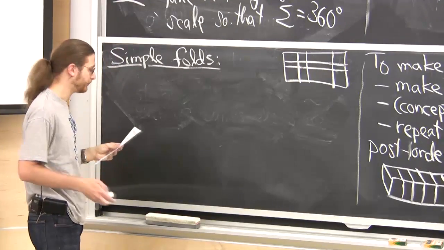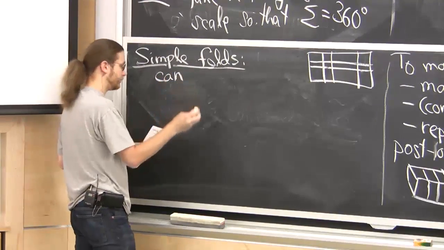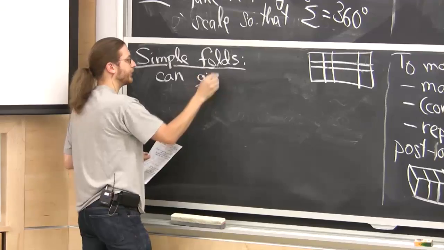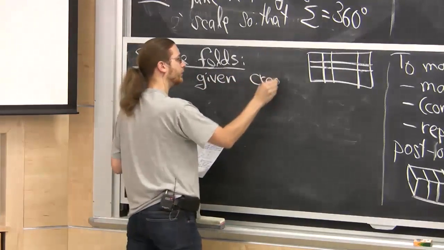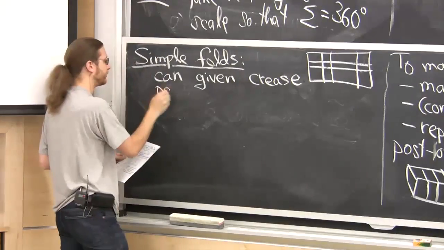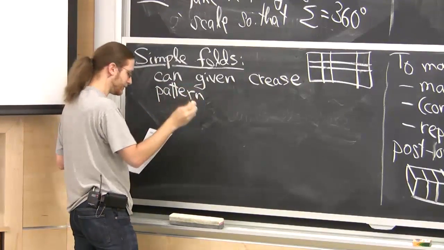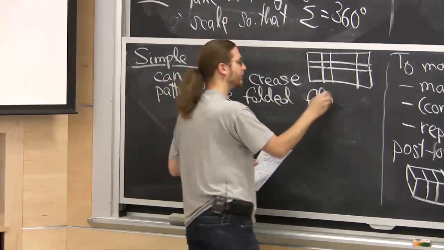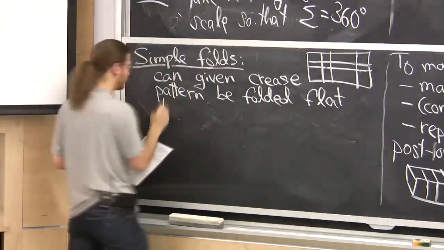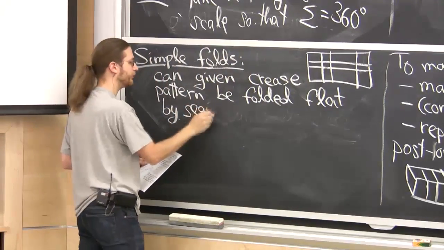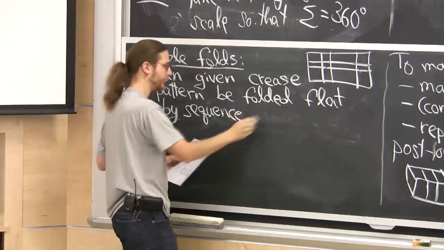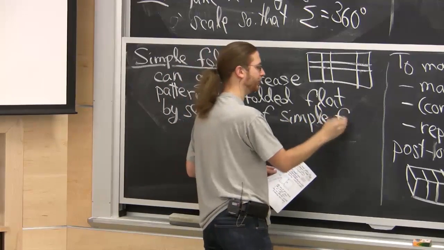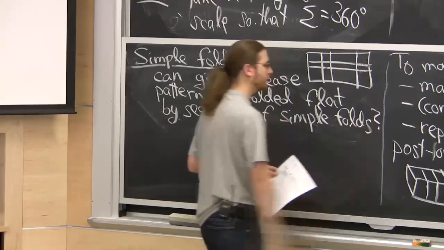For another situation, which is when the polygons are not just rectangles but are a little more general, then it becomes NP-hard. So in general, the problem is, given a crease pattern, possibly with mountain valley assignments, doesn't really matter. Can it be folded flat? By simple folds. So by a sequence of simple folds. Initially, we thought maybe this problem was polynomially solvable because simple folds are so simple. We were wishful, but it's not true.